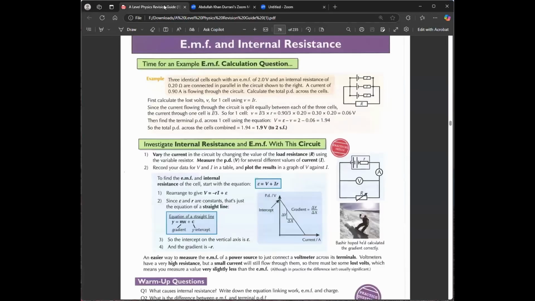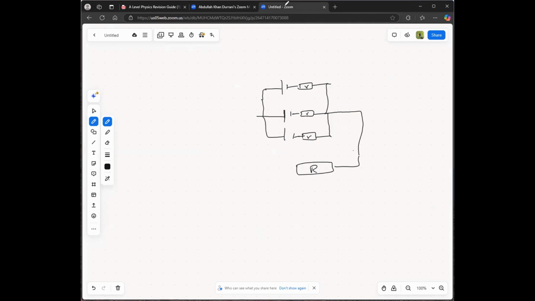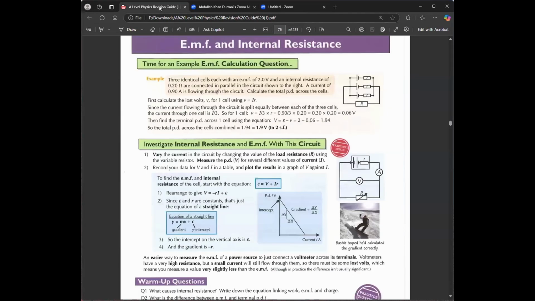And what do they say about other thing? Three identical cells, each with an EMF of 2 volts. So each of them has an EMF of 2 volt. So this is 2 volt, this is 2 volt. So that's an EMF, right? It's not the output of the battery, because output would be when it passes through this internal resistance. So this is EMF. Okay.